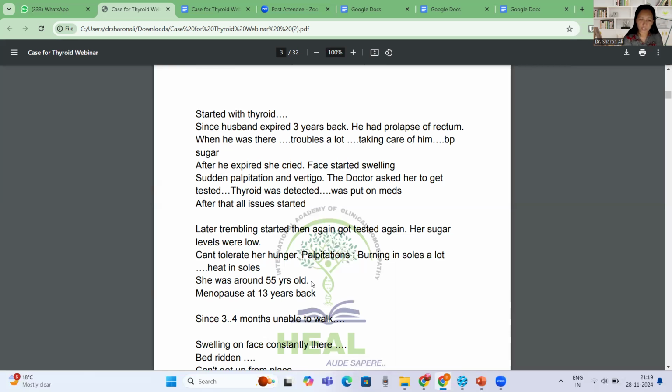And then she was put on medication, only 25 mcg. But after that, all the issues began coming. She started trembling. Then they tested her again. They saw that her sugar levels were very low. She can't tolerate hunger. She has severe palpitations, burning in the soles. There's a lot of heat in the soles. She's around 55 years old, and she had menopause 13 years ago. That is 10 years before the husband expired, huh? And 10 years before she got thyroid.